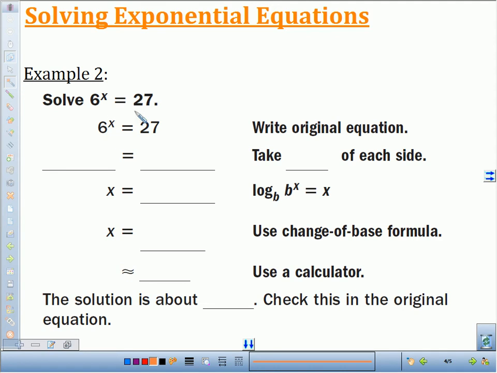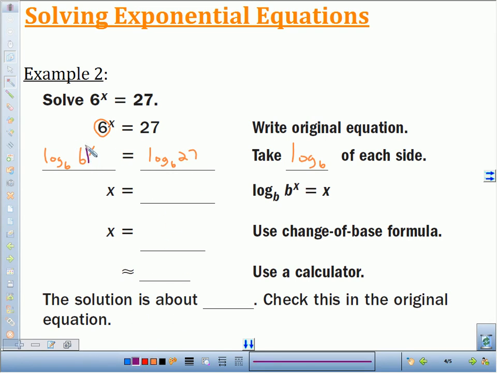Now, there are a couple of different ways we could go about this. The way that I think is probably best would be to just use the log base 6. So what I did was I said, all right, well, the base of this exponent is 6. So I'm going to take log base 6. And here's what happens. I do log base 6 of 6 to the x equals log base 6 of 27.